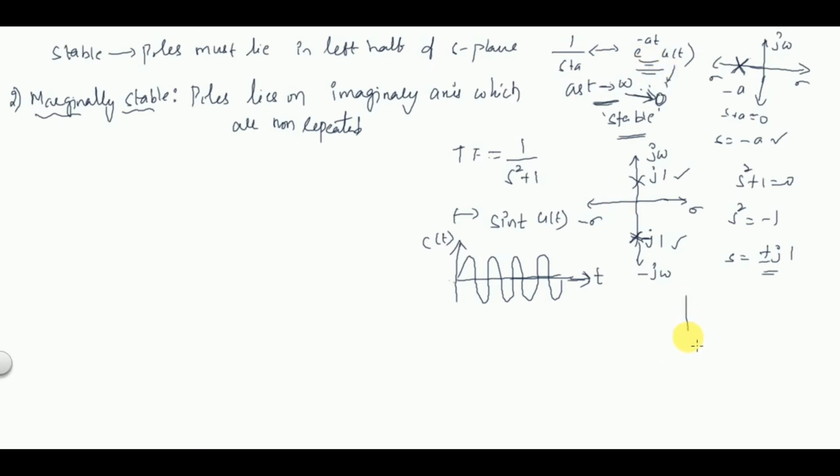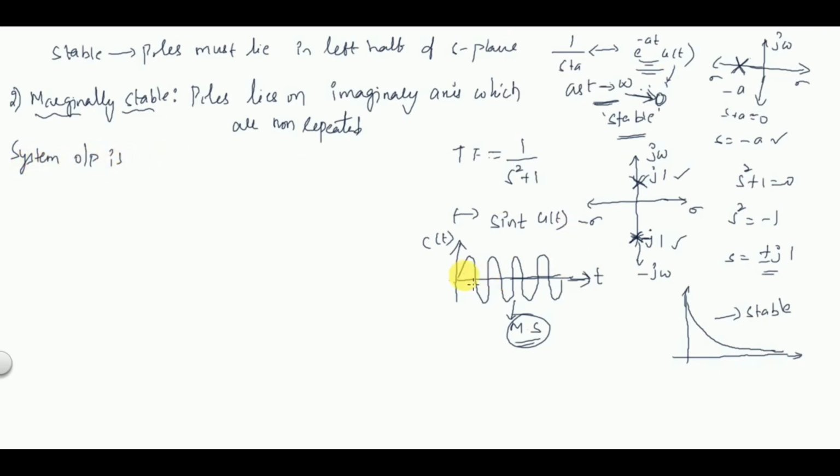Now, for a stable system with exponential decrease, how will the output be? At 0 its value is 1, and it decreases exponentially like this, and finally becomes 0. Okay, so this is a stable system output, and this is a marginally stable system output. For marginally stable, poles lie on the imaginary axis like this.